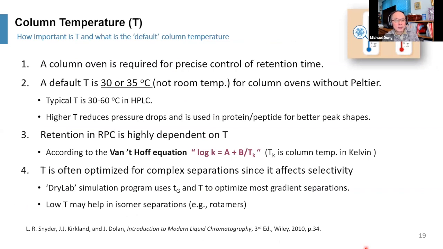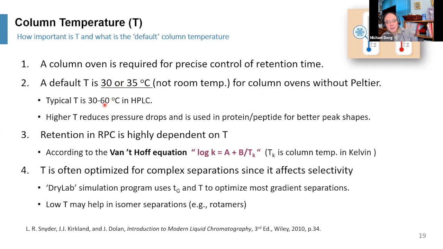Column temperature is important, right? We always control the temperature. The default temperature is 30 or 35 degrees centigrade. It is not room temperature, right? Because at room temperature, you have no temperature control, and you don't have very precise retention time. The reason we do this is because most column ovens might not have a Peltier cooling device, meaning that you have to do room temperature plus 5 degrees, right? So that's why 30 and 35 is the default.